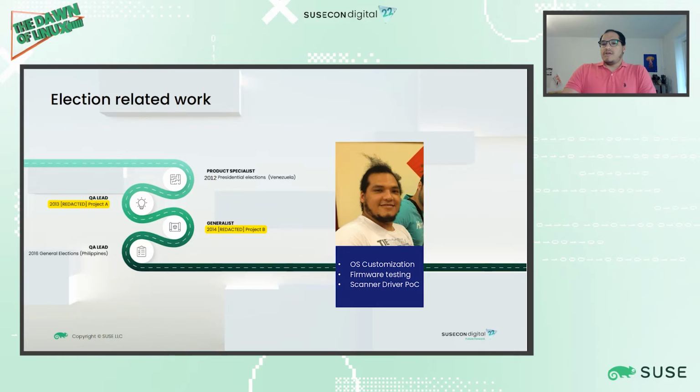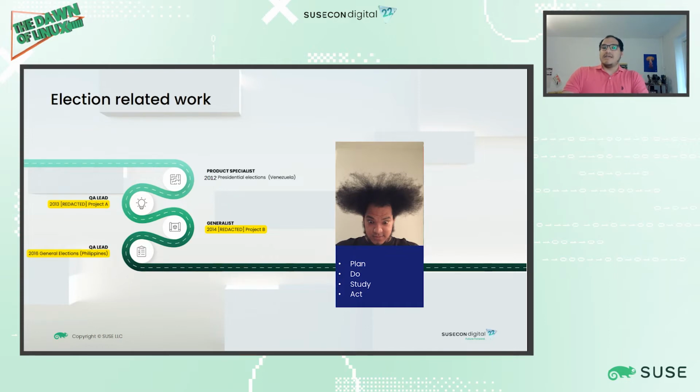By 2014, I was a generalist, so I was doing a lot of things, and one of my main tasks was customizing the OS. Eventually, I got to be the functional QA lead for the 2016 general elections. And for those into quality assurance, I was basically doing the plan, do, study, act checklist from Deming.